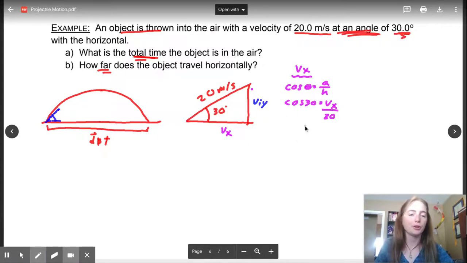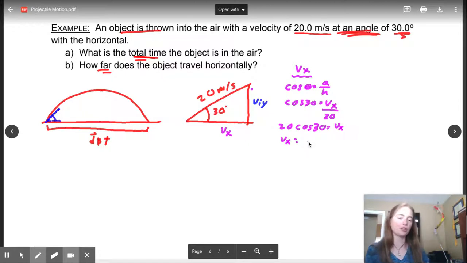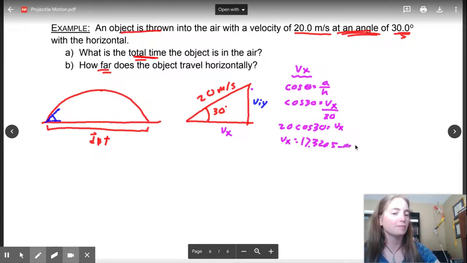Okay, so we're going to rearrange this by multiplying both sides by 20, and we are going to get 20 times cosine of 30 is going to give me my Vx. And once you plunk that value into your calculator, making sure you're in degrees, you're going to get the lovely value of 17.3205 meters per second. And you're going to keep all those digits. We're going to use them like we did in the last problems. No rounding until the very end.